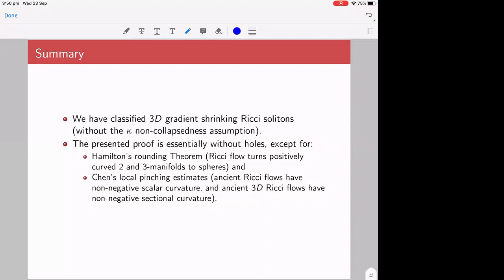I was thinking maybe we could go through the proof of this, but it turns out we probably won't have time for that. But as I said, it's a local pinching estimate. It's not a long proof, but it is quite technical.